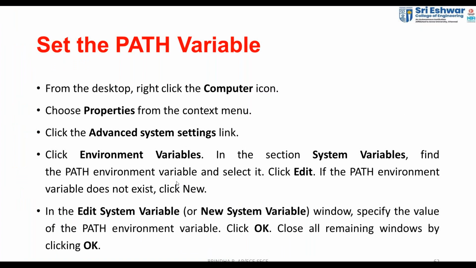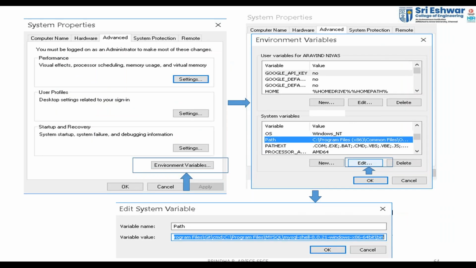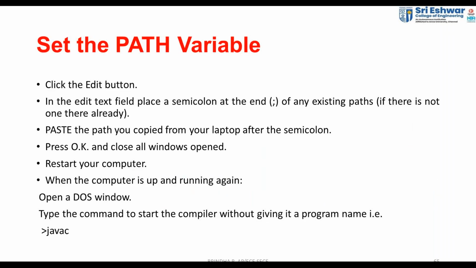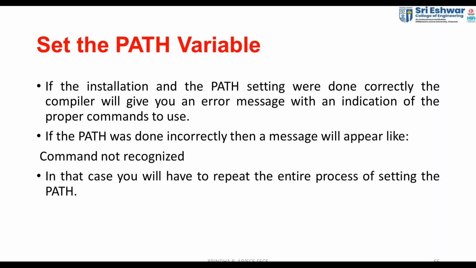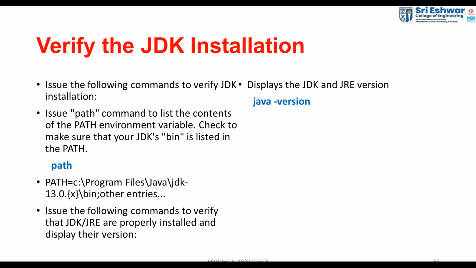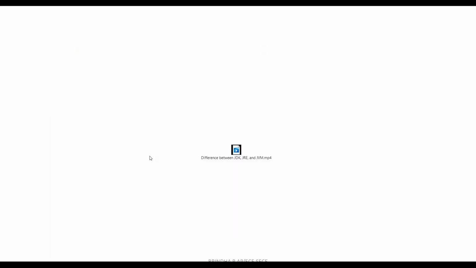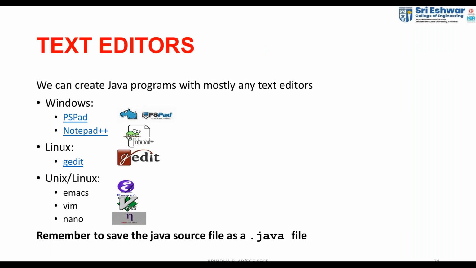See, I have each and everything in this PPT. From the desktop, you can right click the computer icon, choose properties, everything is there. So if you missed to watch also, you can look at this PPT. It will be more than sufficient for you to get installed. If you click on path, the paths will be displayed, and if you click on Java version, which version you have installed, that will be displayed. So clear with this?